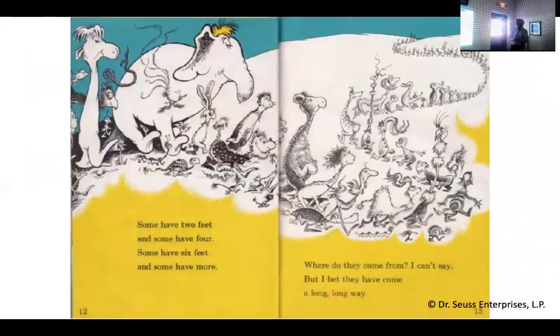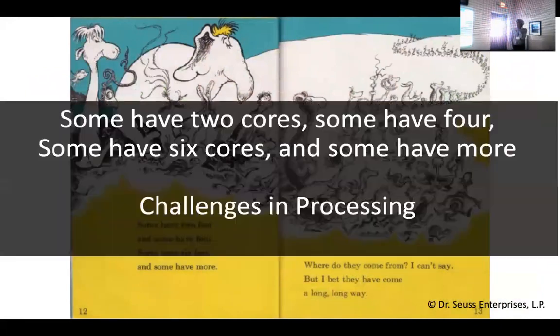Next topic. Some computers have 2 cores, some have 4, some have 6 cores, and some have more. Challenges in processing. The cores here are like core content, signal processing. CPUs used to have just 1 core of processing, then 2, and now you get CPUs with tons of cores that all work together. What do you do about that?